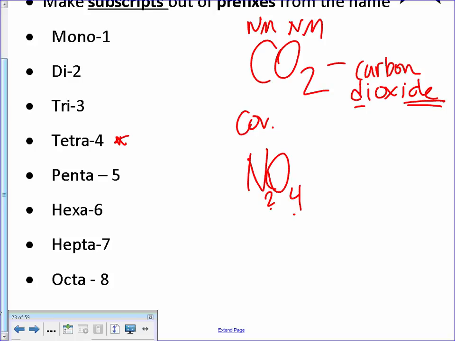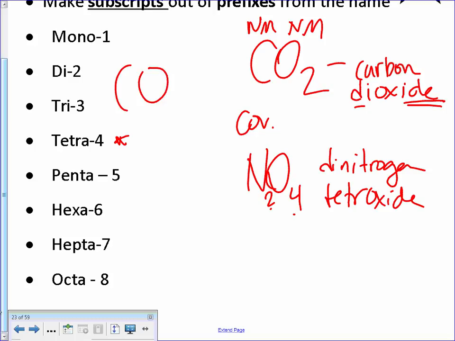So then can you name this one for me? Di, hold on, there's 2 nitrogens. You do have to tell me that one. Dinitrogen tetroxide. And I'm just going to combine that into tetroxide. Okay? Dinitrogen tetroxide. Yep. So that was another example.